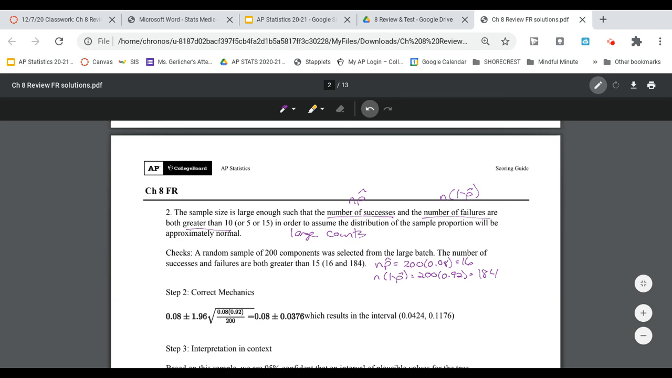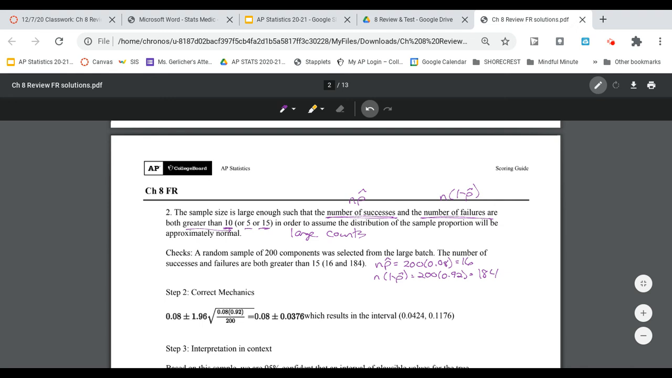They did grade for the large counts, though. So they said number of successes, which is n p hat, and number of failures, which is n(1 minus p hat), need to both be greater than 10. And then they say or 5 or 15, because again, they're trying to make this work no matter what textbook you use. Our textbook says 10 is the cutoff. Other ones say 5 or 15. It still hits the same big idea that you need to have a large enough sample size. Different textbooks differ on what's considered large enough. That's why they have other options.